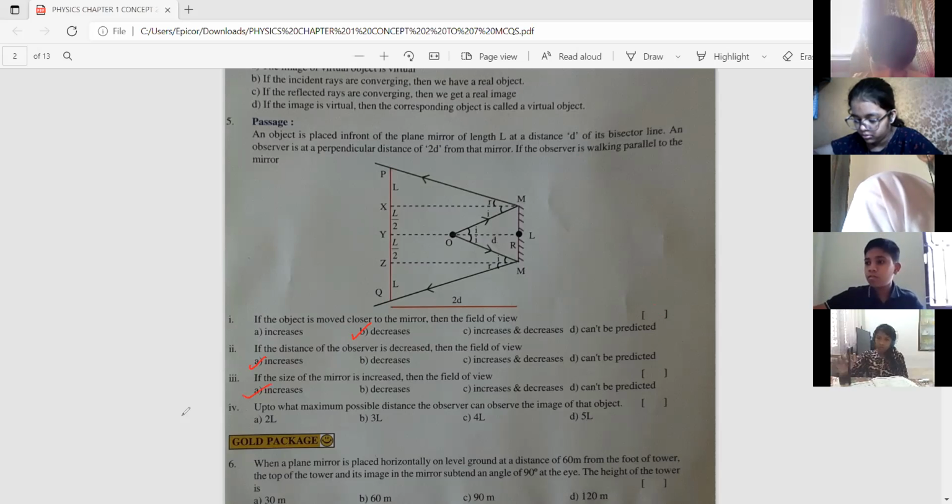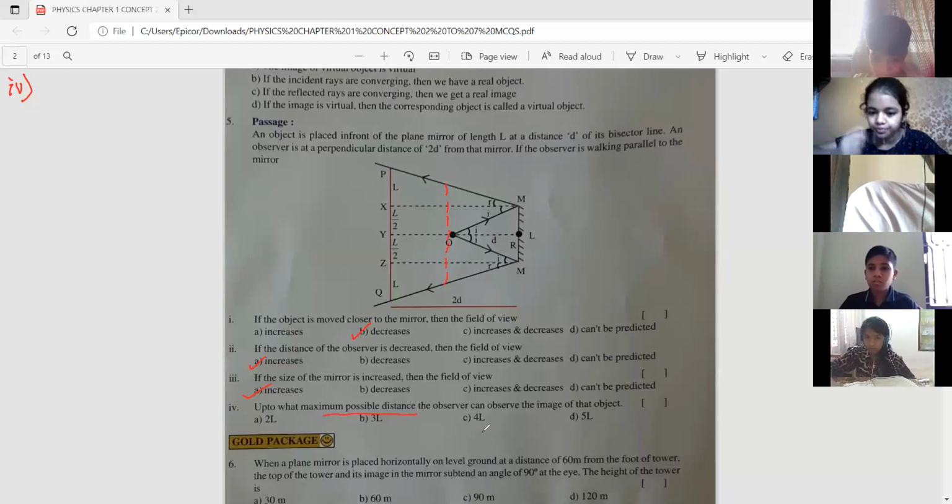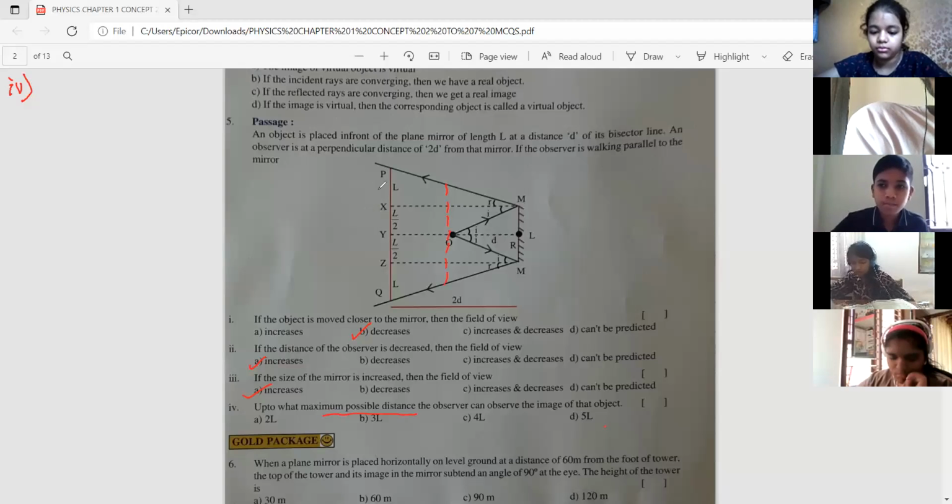Third one, just observe, children, the fourth question. We'll see up to what maximum possible distance the observer can see the image of the object, to what maximum height, at maximum distance we need to calculate. For this, imagine, I'll write here one more perpendicular line which is passing. Here MN is the length of the mirror, and PQ is the distance the person is able to see. We need to calculate the distance from P to Q in terms of L, because the answer is given in terms of L.